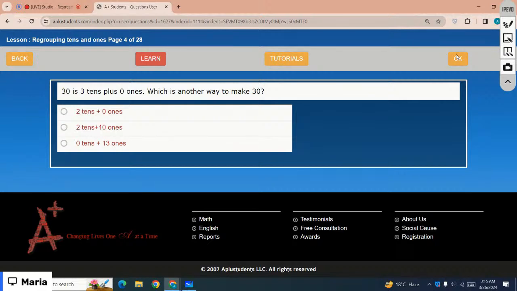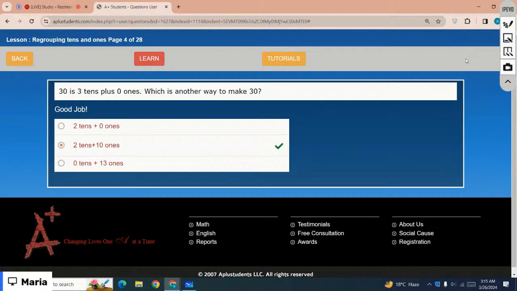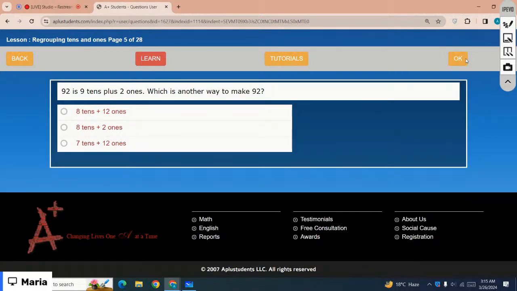That is 2 tens and 10 ones. Option number 2 is the correct option. 2 tens and 10 ones. No, no, 2 tens and 10 ones. Because 2 plus 1 makes 3. You have to make 30.